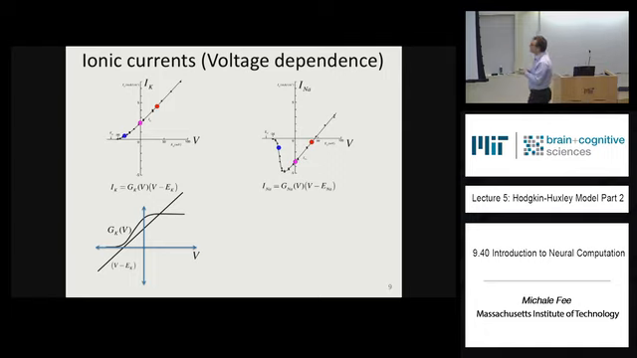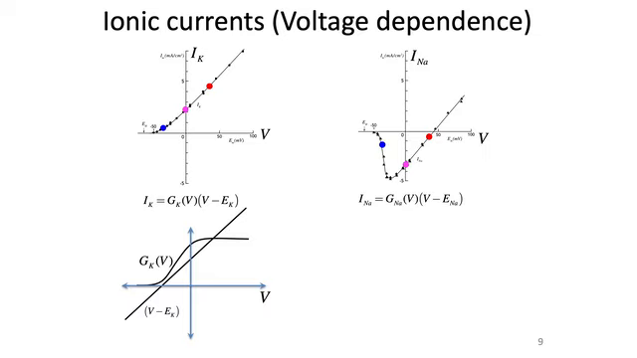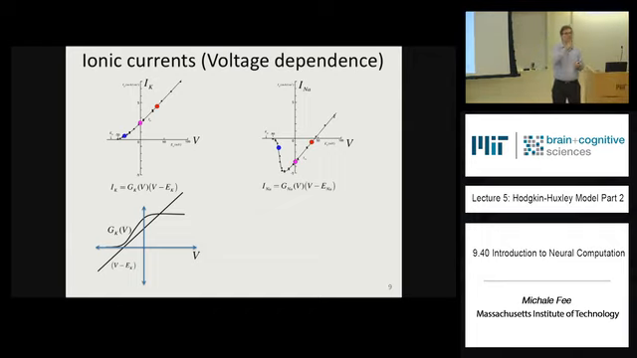So the answer is, the reason this doesn't go negative is because the voltage dependence of the potassium conductance turns off the conductance before, or on the positive side of, the equilibrium potential of potassium. Yes?